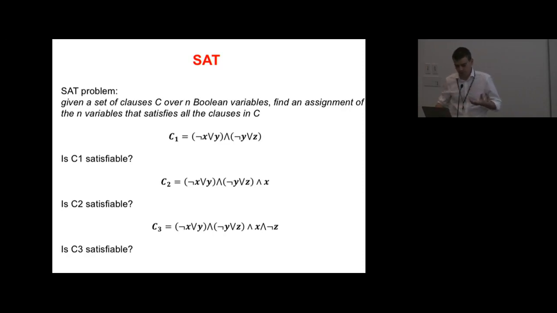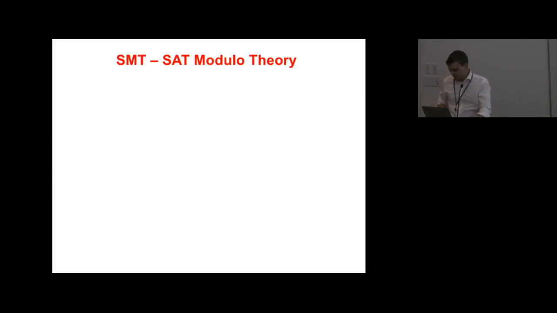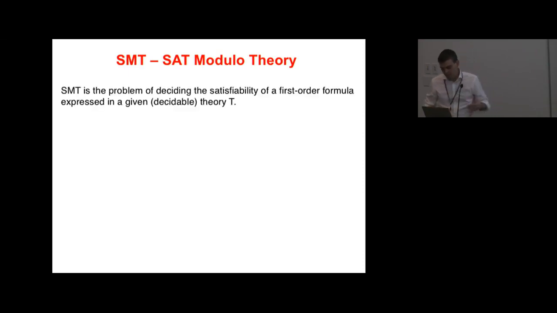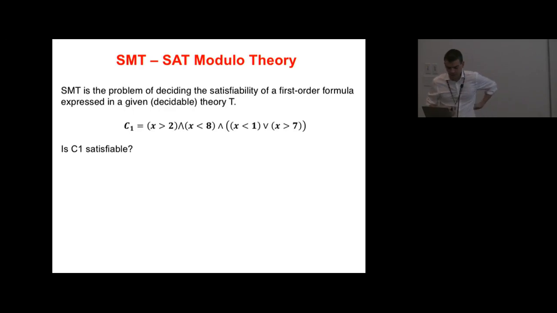It's an important problem. Now, SMT is, let's say, an evolution, if we can say this, of SAT, where the idea is that now, instead of having a Boolean formula, I have a first-order formula expressed in a theory, and I want to check whether there is an assignment for that formula. So, for example, if I have this formula, is this satisfiable?